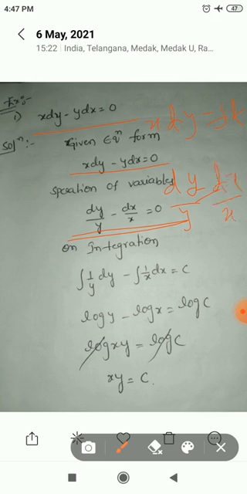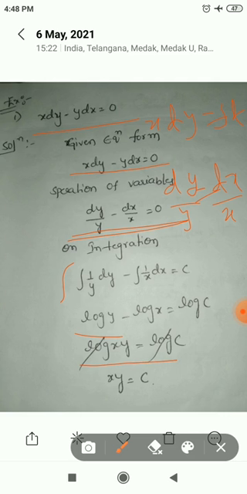After completing the separation of variables, the next process is integration of the above equation. Integration of 1 by y dy minus 1 by x dx equals a constant. After integration, integration of 1 upon y dy gives log y, minus integration of 1 by x dx gives log x, equals log c. Here log m minus log n, so we can write it as log of y by x equals log c.